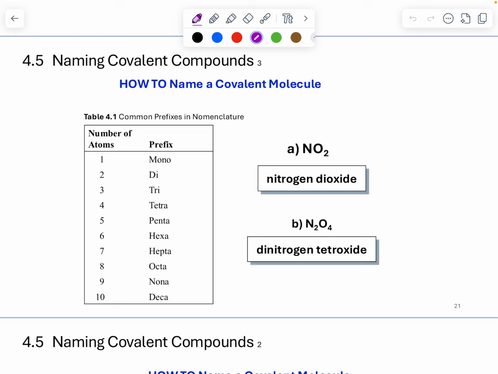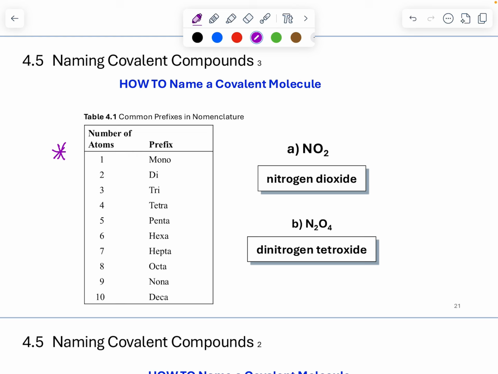So unlike ionic compounds where you had to balance charges, here we are going to use prefixes to tell how many. There are no charges involved with covalent compounds. There are no ions because they're sharing those electrons. And so this table would be important for you to commit to memory. Hopefully some of these prefixes are familiar to you, maybe from some common shapes.